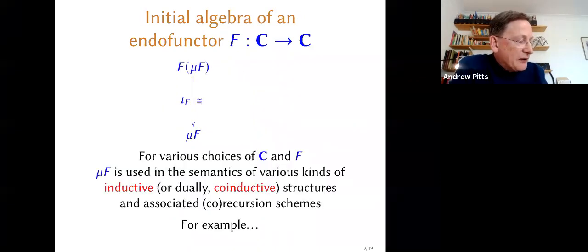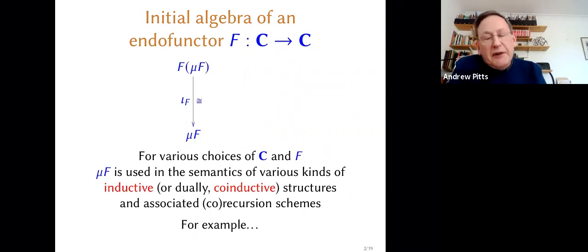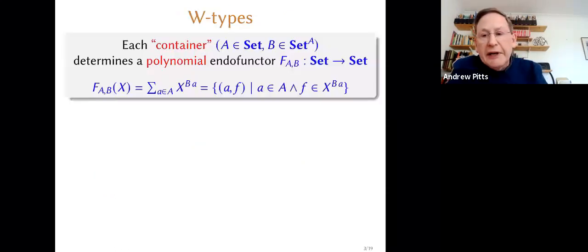And the reason it's of interest, of course, is because depending on how you choose your category C and your endofunctor F, then if the thing does have an initial algebra, it very often gives you all sorts of interesting structure to do with inductive and, dually, for opposite categories, coinductive things. The catamorphism would be giving you the semantics of various kinds of recursion schemes or, dually, corecursion schemes. I'm not going to recall any of that except for one specific example, because we'll need to use that one example a bit later in this talk.